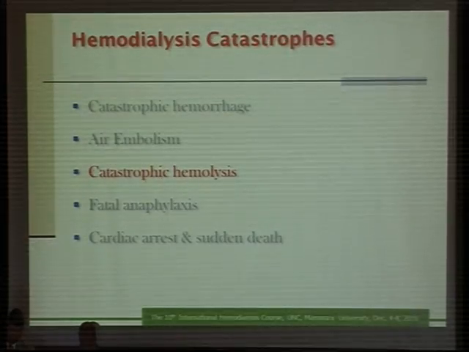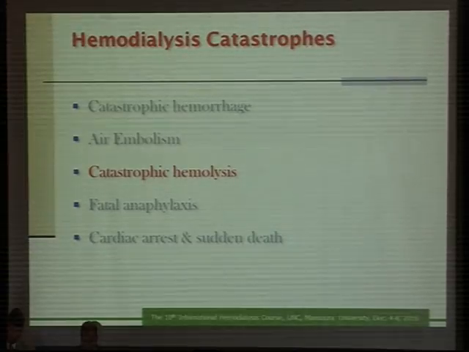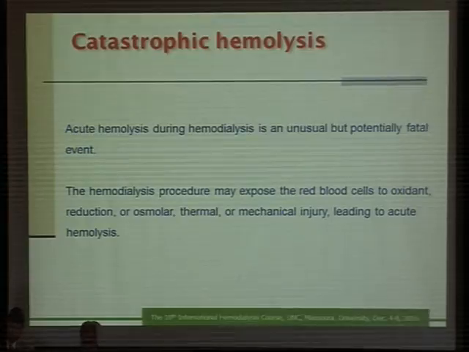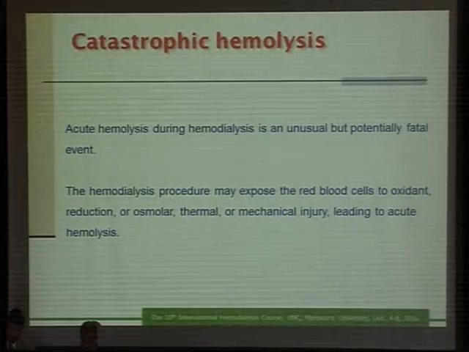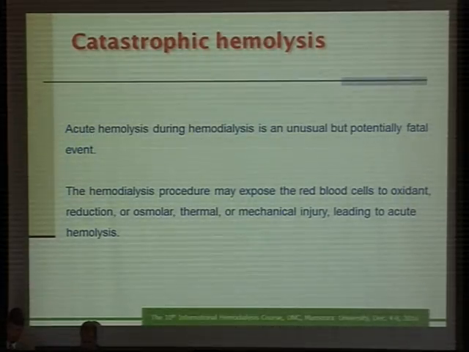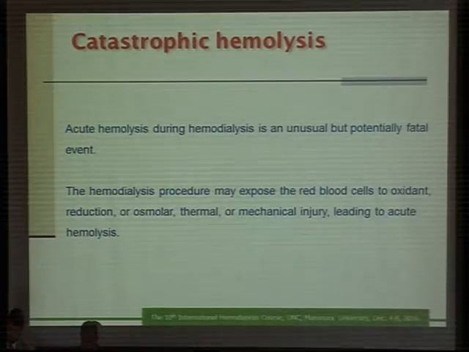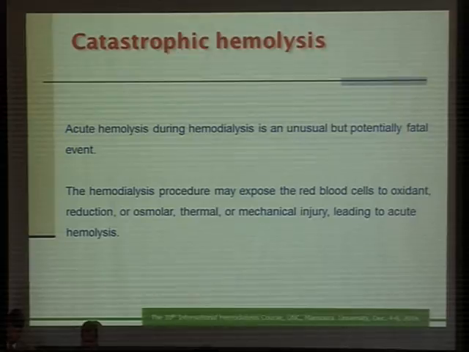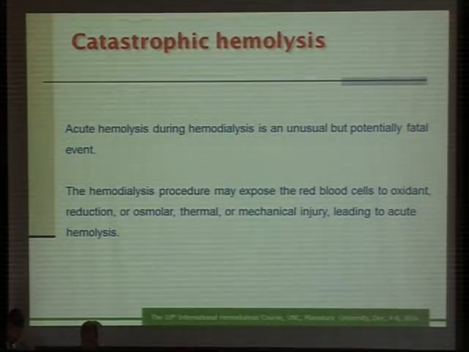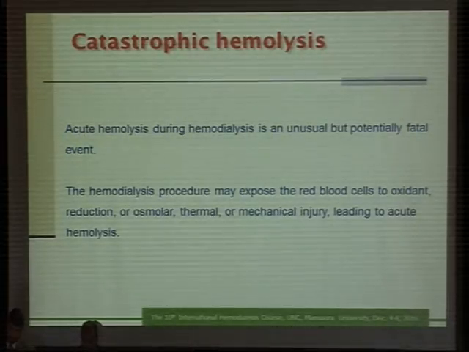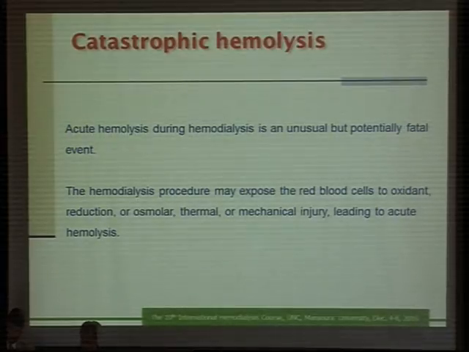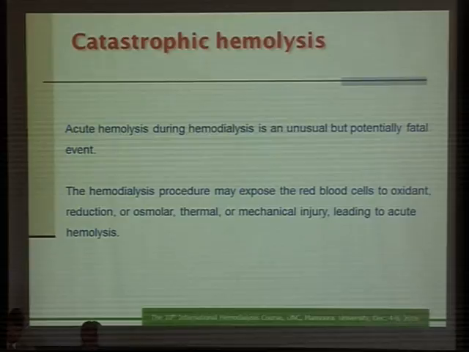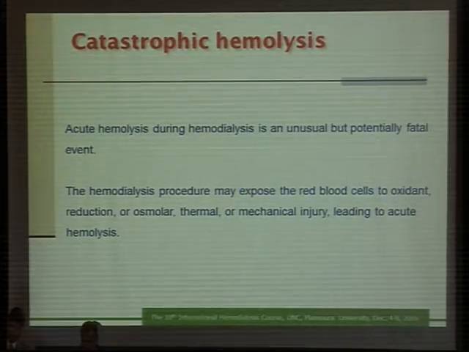The third catastrophe is the catastrophic hemolysis. Acute hemolysis could occur during hemodialysis, and it's usually potentially fatal. The hemolysis could occur if the RBCs were exposed to different stresses, including oxidation, reduction, thermal or mechanical injury.